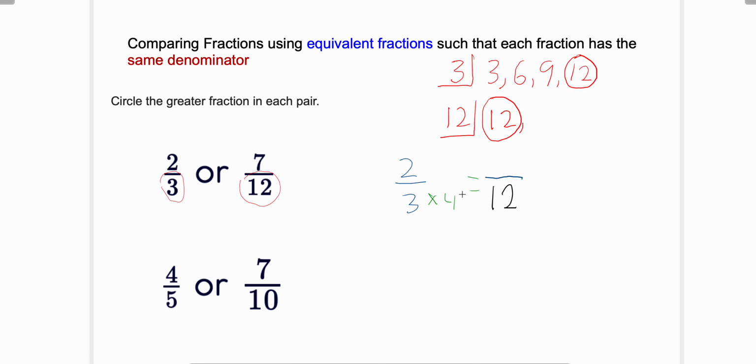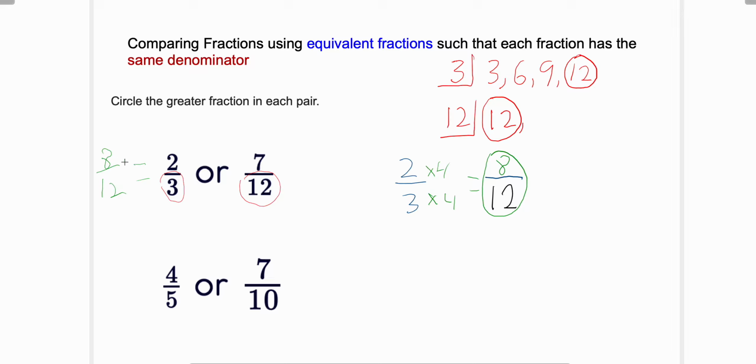Whatever I do to my denominator, I have to do to my numerator. Okay, 2 times 4 is 8. So 2/3 is equivalent, is the same as 8/12. 8 out of 12. So which is bigger, 7/12 or 8/12?